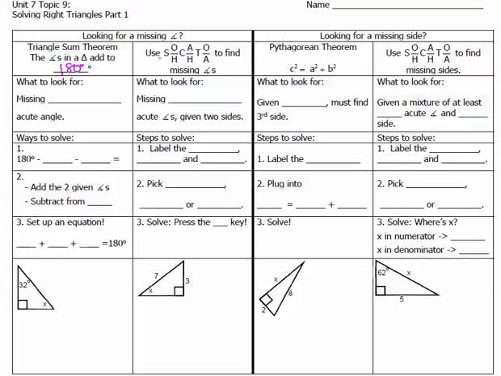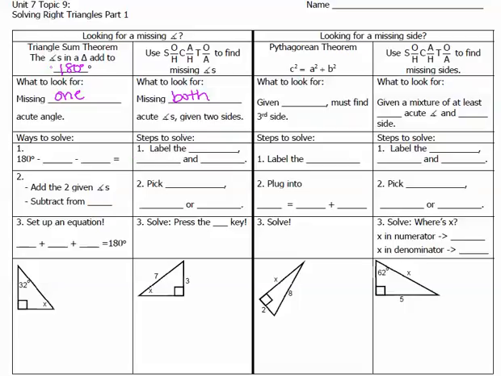So what are we going to be looking for in these triangles? To use the triangle sum theorem, I'm only missing one acute angle. In order to use SOHCAHTOA, I'm going to be missing both acute angles, given the two sides. Now, how do I solve this?